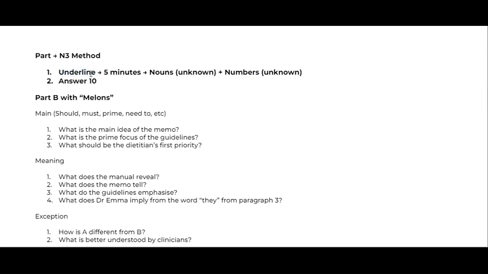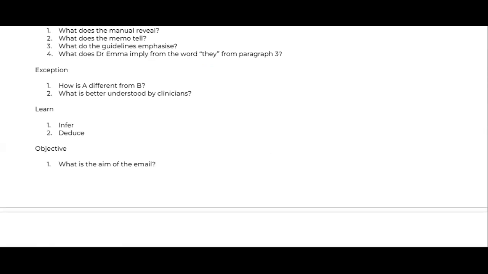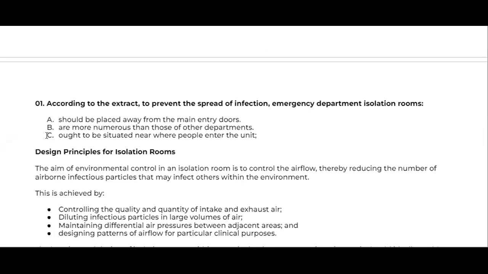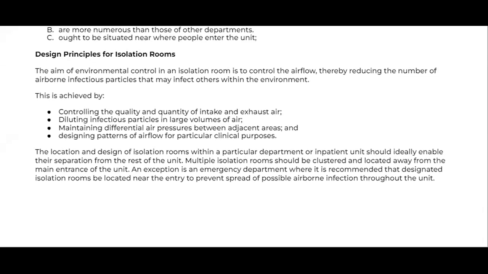Once again, I am going to part B. During the first 5 minutes, underline all the unknown nouns and numbers in text A, B, C, D. I hope you know what is the meaning of text A, B, C, D. I'll show you an example later on. Fine, so that is it.